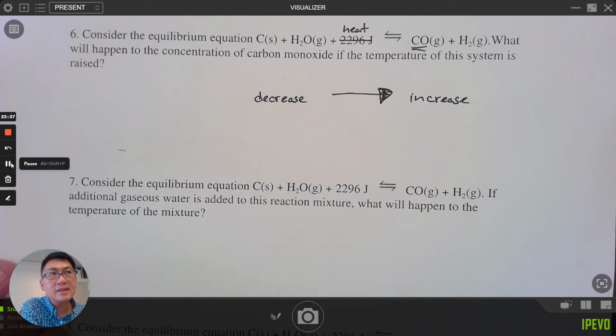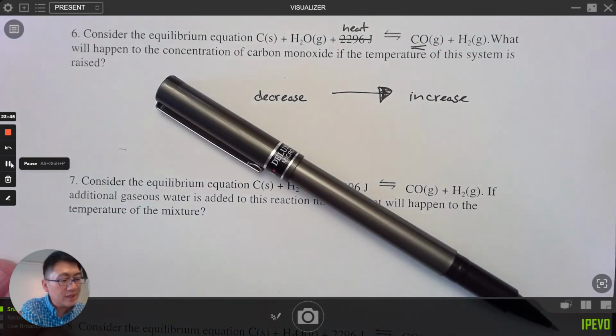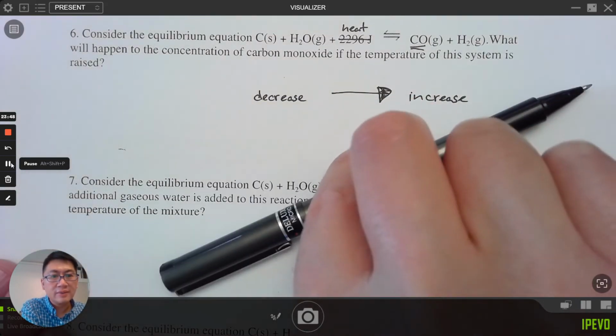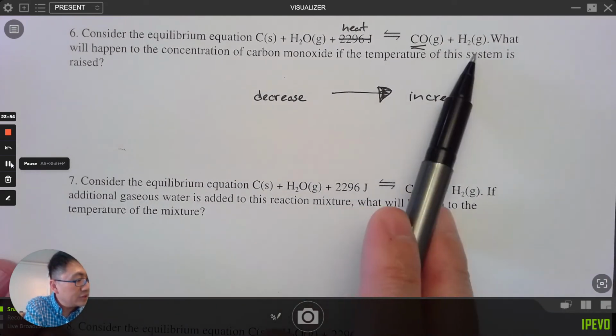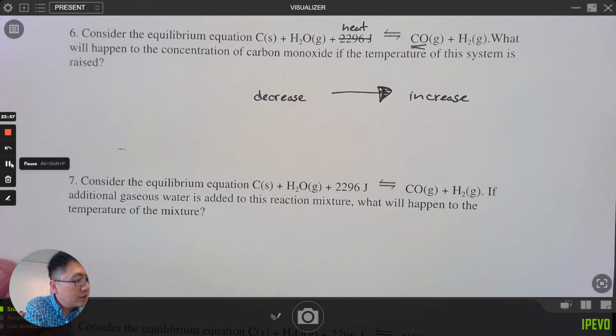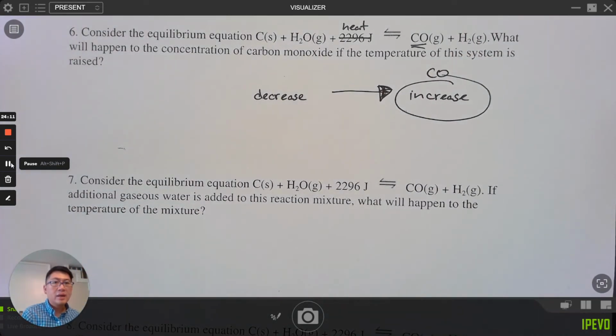I mentioned before, it's kind of like a seesaw. If one side goes up, the other side must go down. If one side goes down, the other side must go up. So I know it's going to shift to the right, so everything on the right side will increase and everything on the left side will decrease. What will happen to carbon monoxide? Well, it's on the right side, so carbon monoxide will increase, because it's on the right side of the arrow, or right side of the equation.